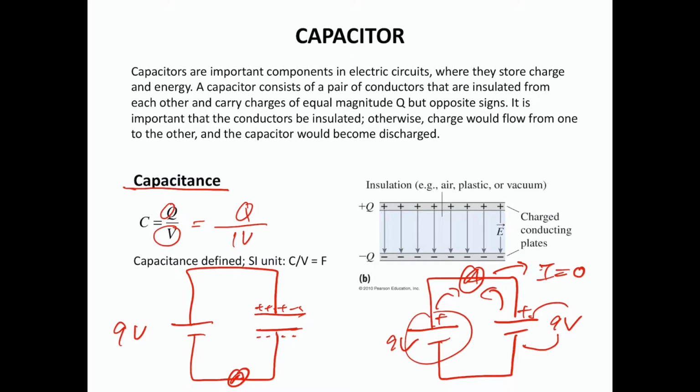If you can store, in one volt, you get 2 coulombs of charge, we say this is 2 farads. So farad means coulomb per volt.